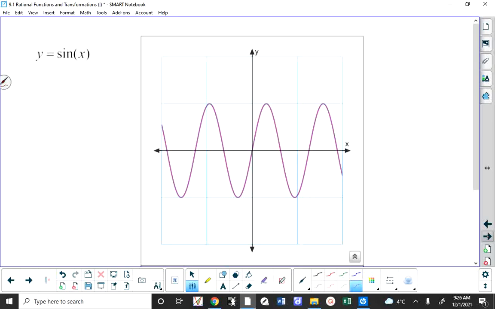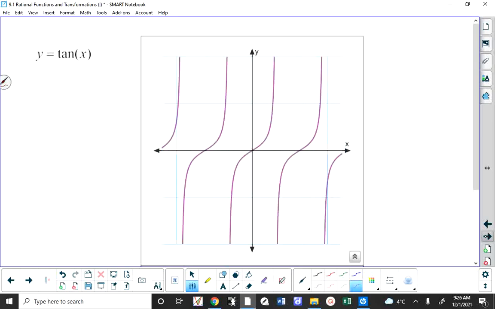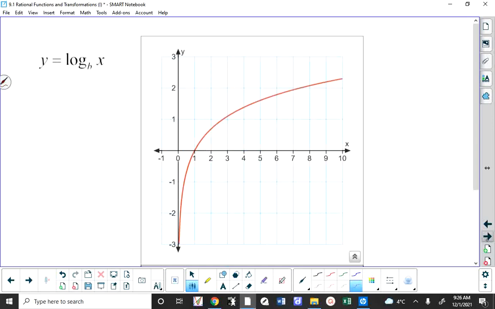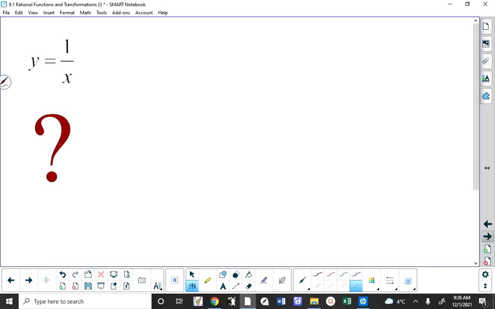I hope you're getting the idea that throughout the past couple years, you've learned a lot of functions that you could apply transformations to. Logarithmic. Well, to summarize the whole point of this introduction, today what we're looking at is being able to transform y equals 1 over x. So you need to know what that looks like.